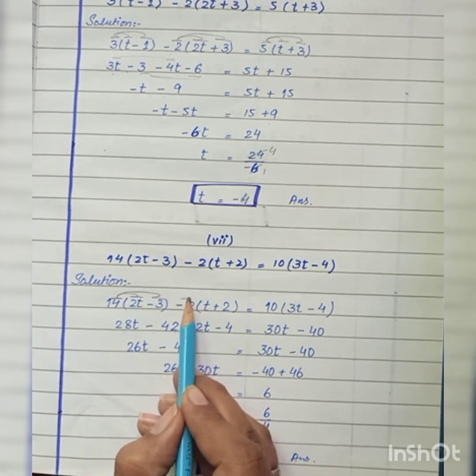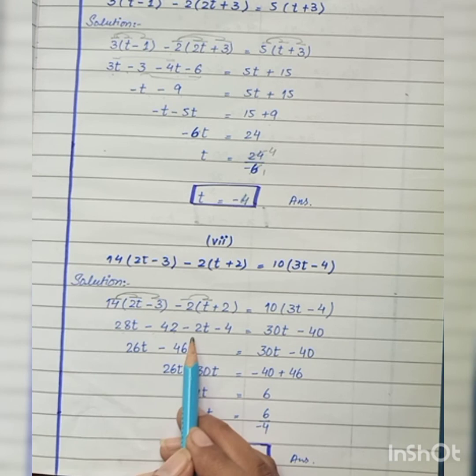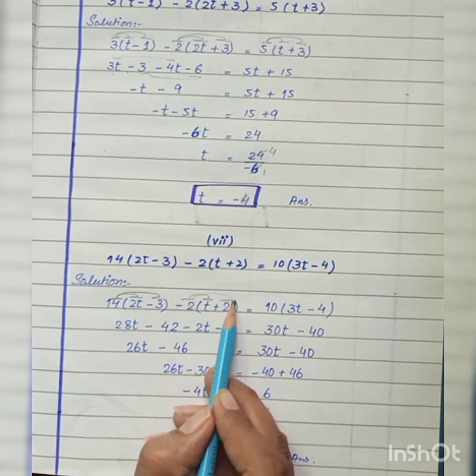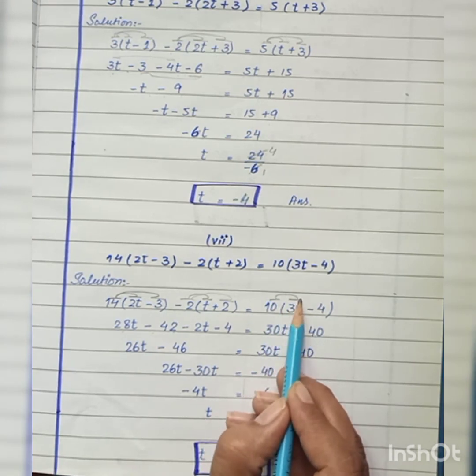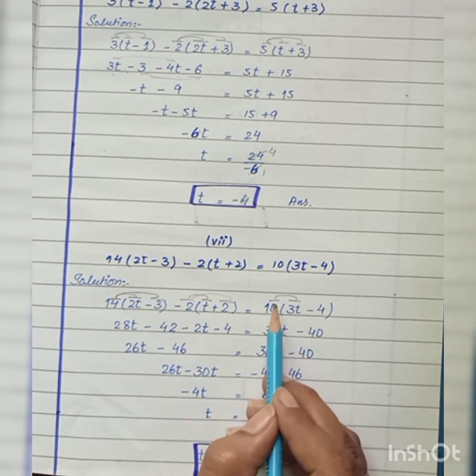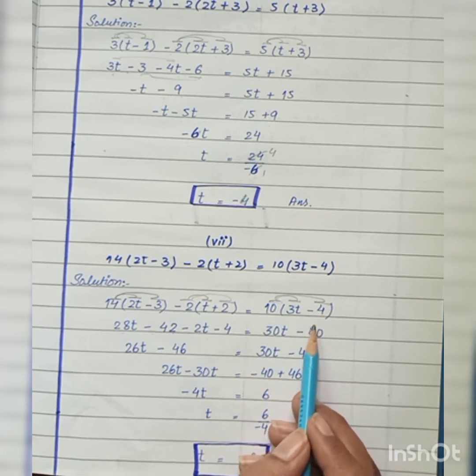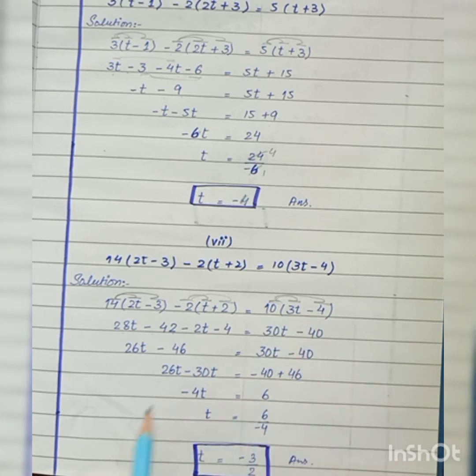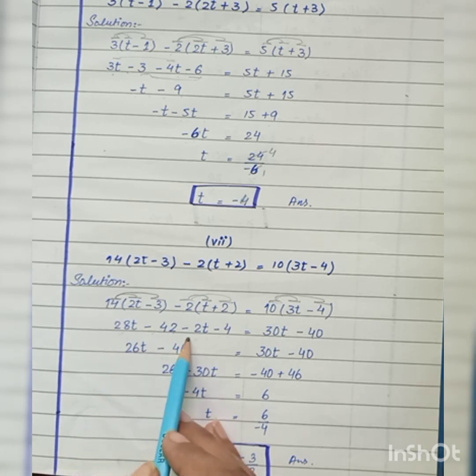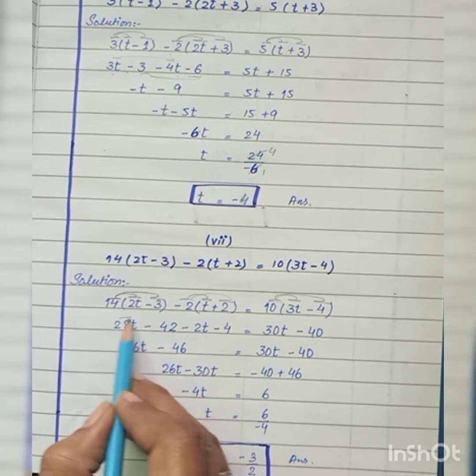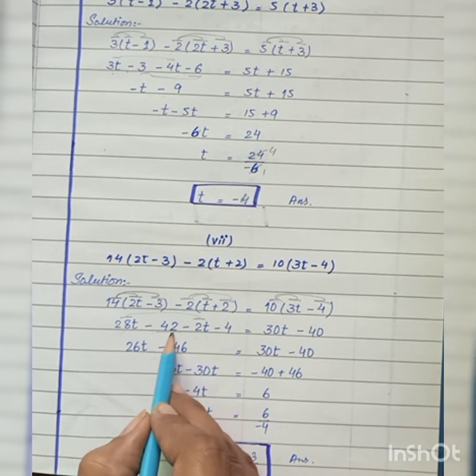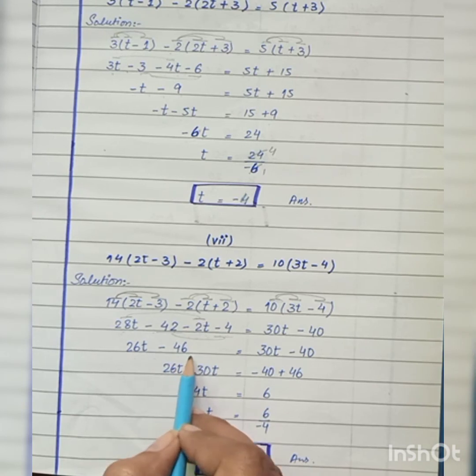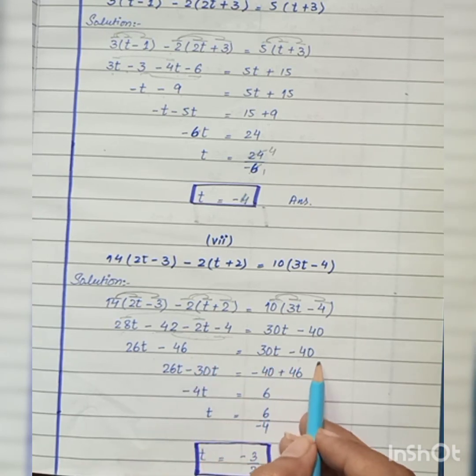Now minus 2 is multiplying to t, the answer is minus 2t, and minus 2 will multiply to 2 gives the answer minus, plus, minus 2 2s are 4. Again 10 is multiplying to 3t, 10 3s are 30 and t as it is, and 10 will multiply to 4 gives the answer 40 and minus sign as it is. Again we will solve it as 28t minus 2t gives the answer 26t, minus 42 and minus 4 gives the answer minus 46, 30t minus 40 as it is.